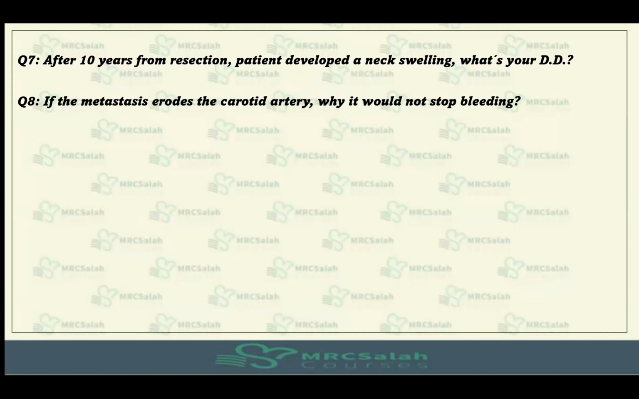If metastasis erodes the carotid artery, why would it not stop bleeding? Because of the high blood flow, and the tumor invades the arterial wall, so the artery loses its ability to vasoconstrict. Also it could be due to the cancer itself being a hypercoagulable state. Also it could be due to liver metastasis and affection of the clotting factors 2, 7, 9, 10.